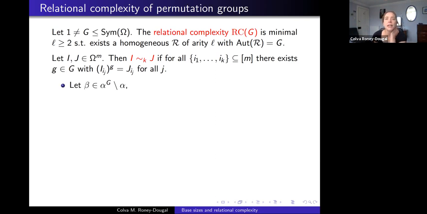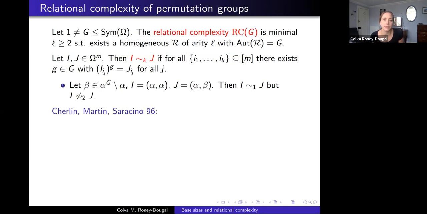Let's just see that this always has to be at least 2. So I've assumed G is non-trivial for this slide. Let beta be something that I can map alpha to that's not alpha. And let I just look like alpha alpha, so there's no requirement for these tuples to be distinct. And let J look like alpha beta. Well, I can send alpha to alpha and alpha to beta. So that tells me that I is one subtuple equivalent to J. But I can't send the whole pair over. Okay, so I can send individual things over here, but I can't send the whole pair over.